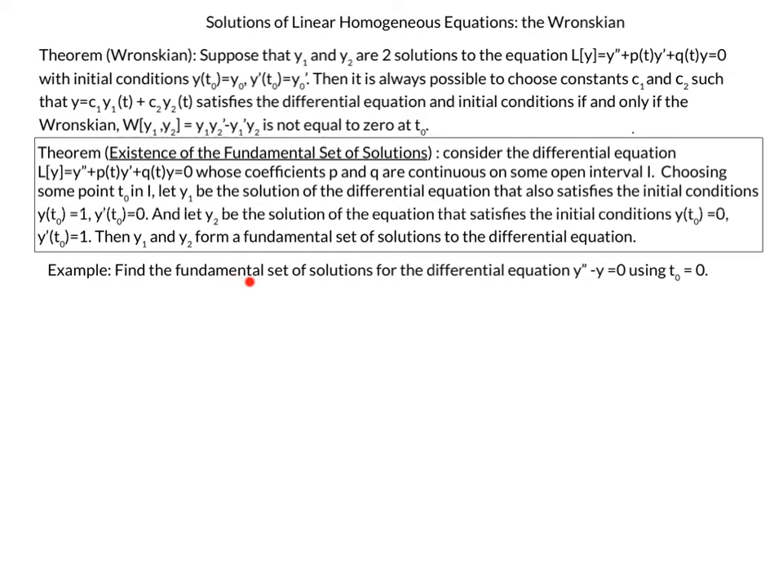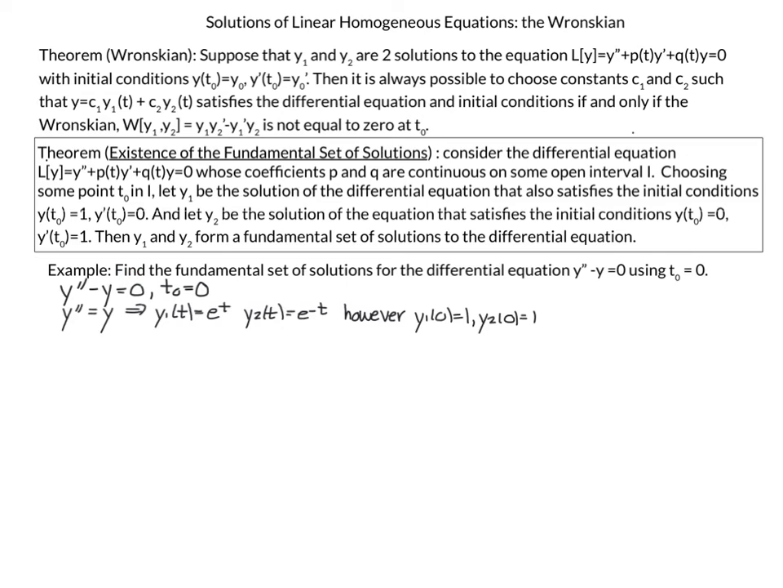Here's a question. Find the fundamental set of solutions for the differential equation y'' - y = 0 using t naught equals 0. We solved this equation before, in the video about section 3.1, where y double prime is equal to y, and there are two solutions. y1 is equal to e^t, and you can verify that when you take the second derivative, you get e^t. And y2 is equal to e^(-t). The derivative will give you negative e^(-t), and the second derivative will bring you back to e^(-t).